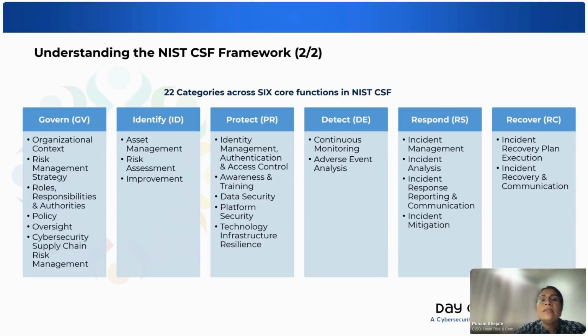So when we are looking at these 6 core functions of NIST CSF, there are 22 categories or areas that are covered here. Under govern, if you see, it talks about organizational context, risk management strategy, roles, responsibilities, authorities, policy, oversight, and of course, given the various supply chain attacks, there is a rigor which needs to be brought in from a governance perspective. So there is cybersecurity supply chain risk management.